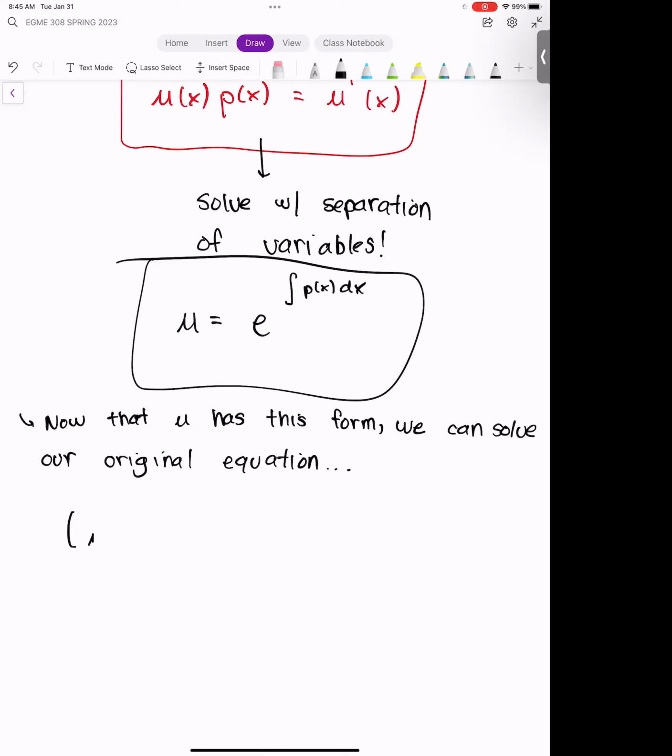All right, so original equation, I'm going to go ahead and start it from its perfect differential form. So we're going to have mu of x times y of x prime. Remember that prime is nothing more than just a derivative with respect to x. Okay, this is equal to mu of x r of x. So now that we assume that mu takes that form, we can jump straight ahead to this form of the equation. Let's go ahead and integrate.